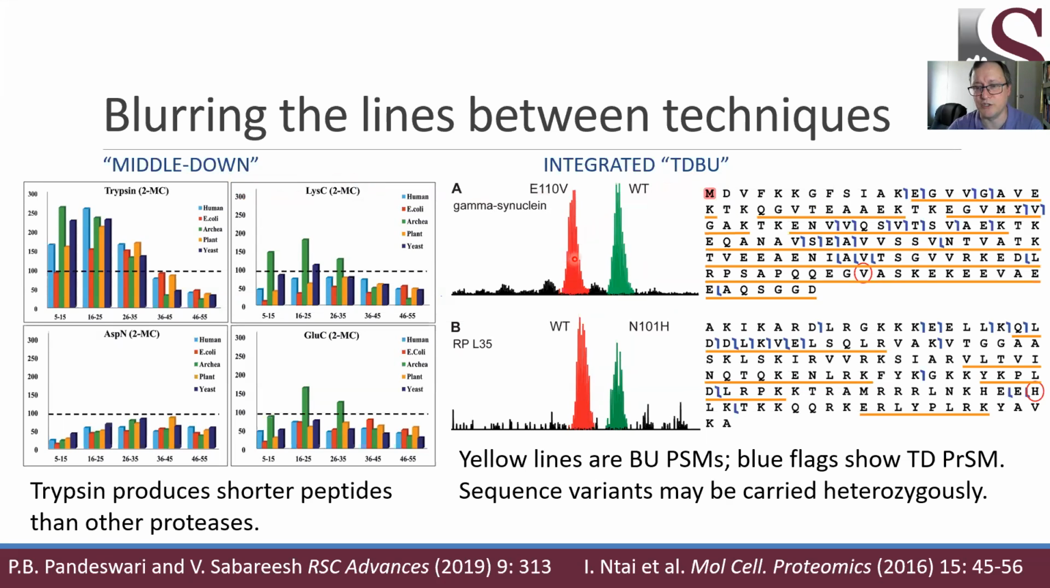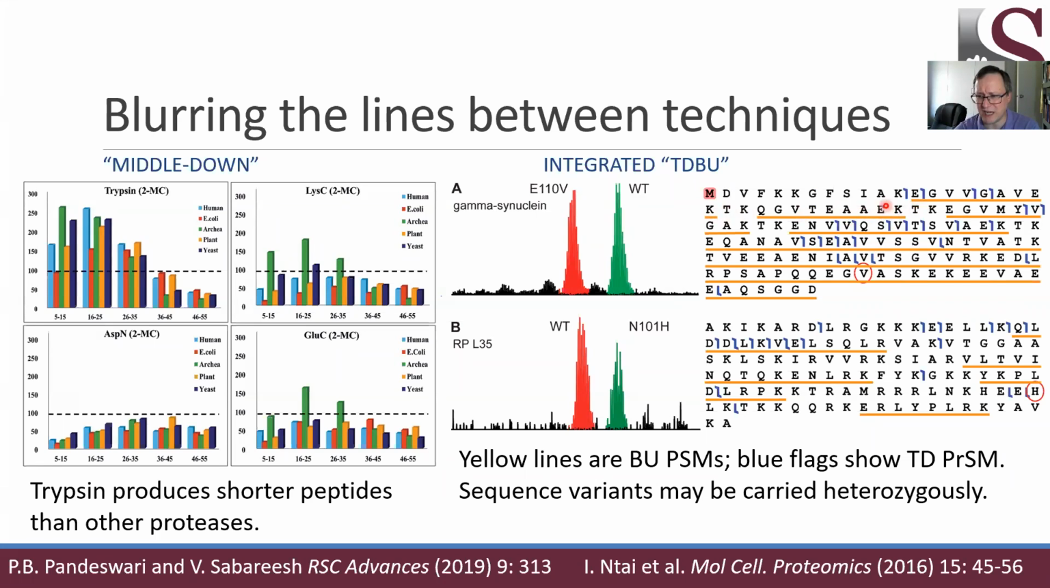In this case, we're showing isotopic envelopes for gamma-synuclein. Here we have a sequence variant, the glutamate has been replaced with valine here. In this case, we have the wild type sequence. So we see that these folks who are heterozygous have both of these different proteoforms present, here differing just by one amino acid being altered.